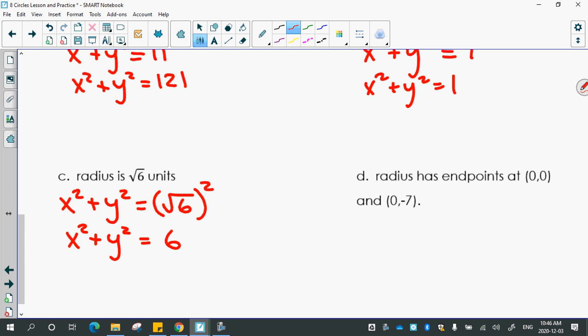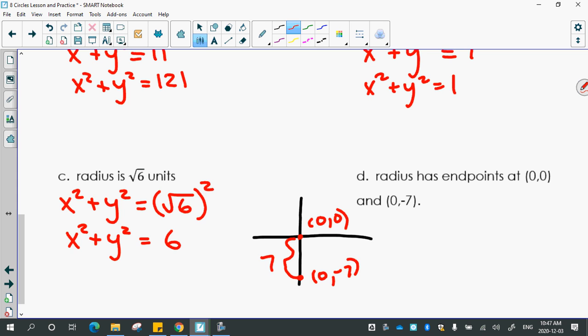All right, and radius has endpoints at 0, 0, and 0, negative 7. Okay, so if you're thinking this one through, we know that the center is 0, 0 here, because it says in the question, and the radius has endpoints at 0, 0, and 0, negative 7, which would be down here at 0, negative 7. So that tells you the radius is how long? 7. Is everyone good? The radius would be 7 units. If you count down 7, and that will give you your radius.